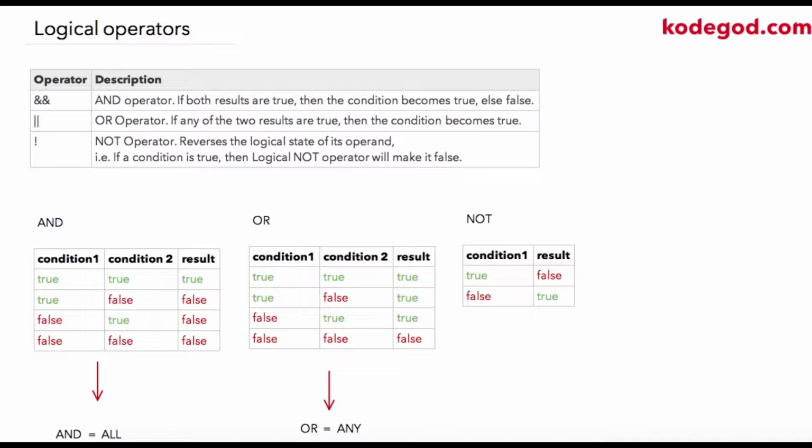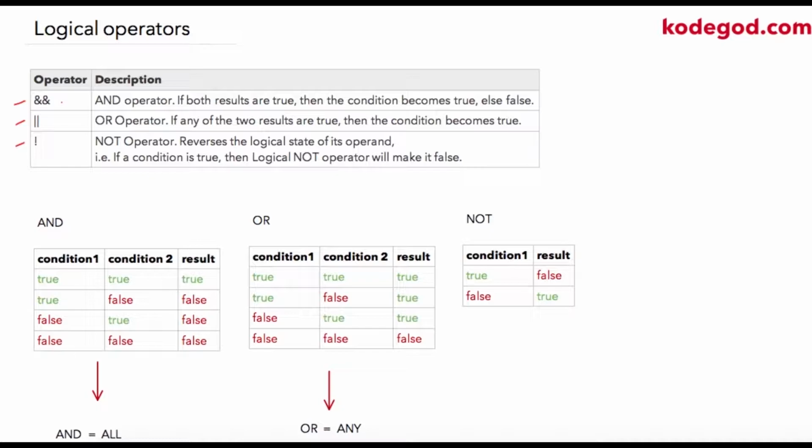In C, there are three logical operators. First one is the AND operator, which is denoted by &&. Then we have the OR operator, which is denoted by two vertical strokes, and then we have the NOT operator, which is denoted by an exclamation mark. So what is the AND operator?